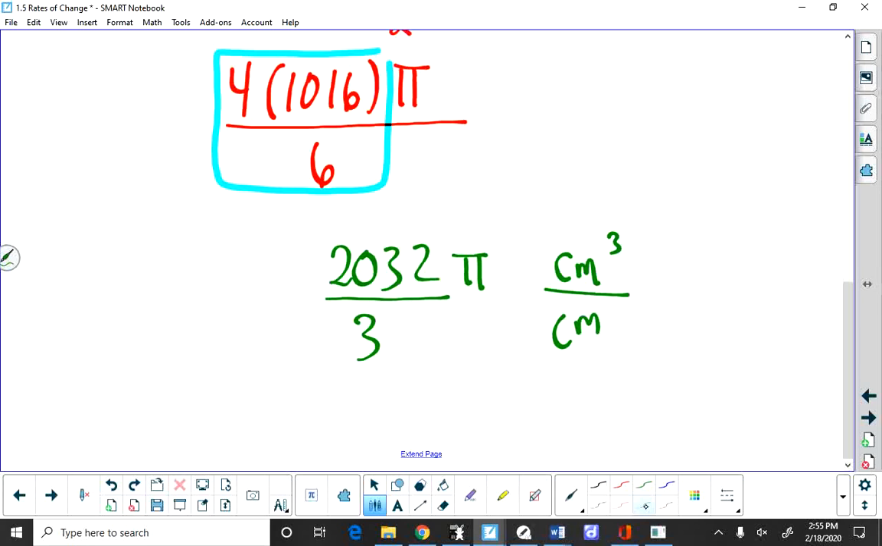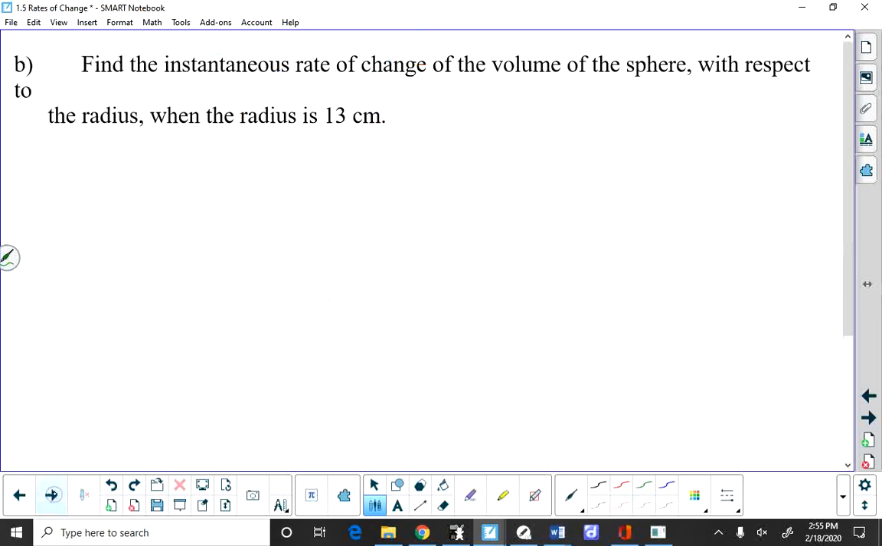By the way, if we work out what that number is, it's going to be close to 2032. Well, not really close, but pi is pretty close to 3, right? So you're going to get 2100 or something. It doesn't matter. You'll get a number. Okay, let's take a look at the next one.